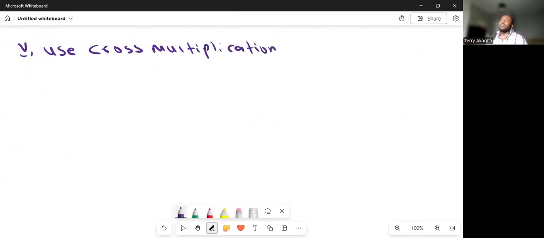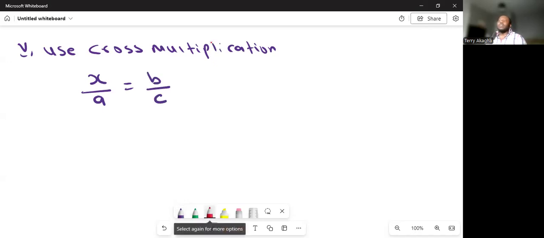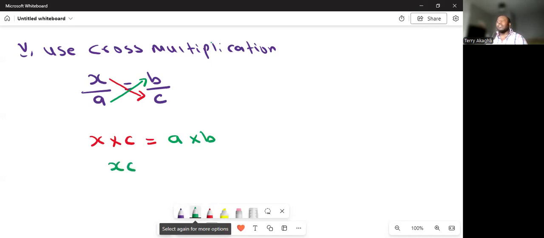For instance, if we have x over a is equal to b over c, the concept of cross multiplication is that this is going to multiply that. So x will multiply c, and that will be equal to a multiplied by b. So you have xc is equal to ab. Then you can now play around.